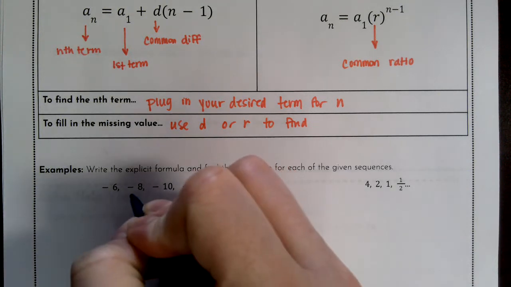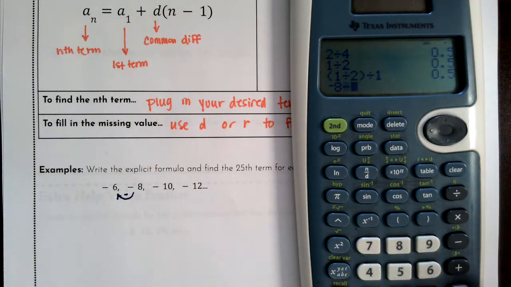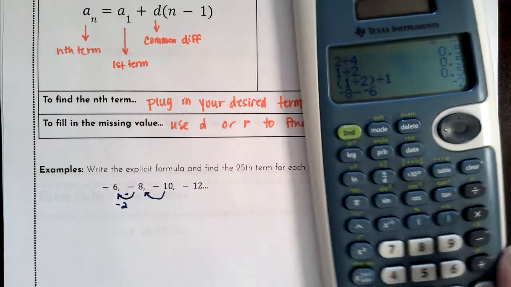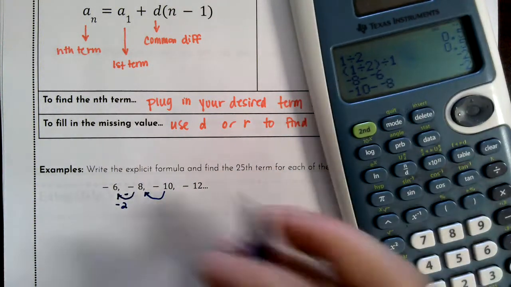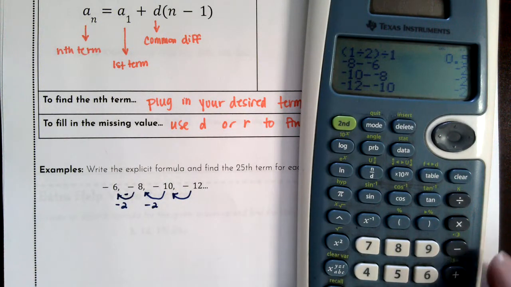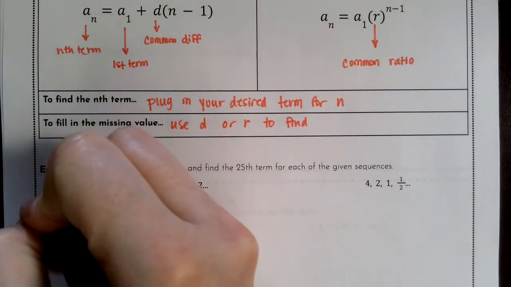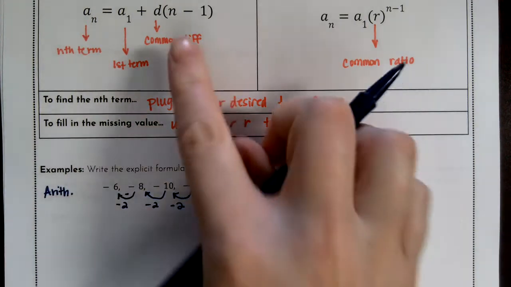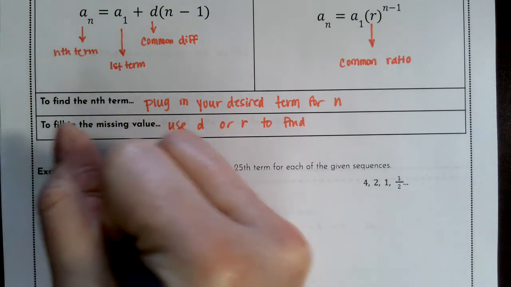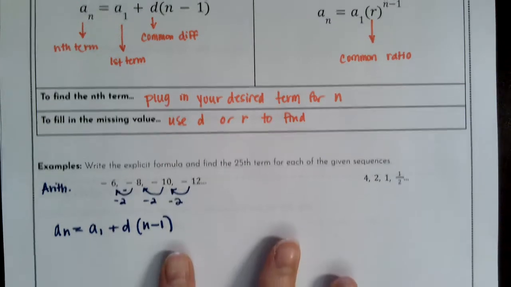I'm going to try it out by subtracting -8 minus -6 to get -2. -10 minus -8 to get -2. And -12 minus -10 to get -2. Because I was subtracting, this is arithmetic. And that means we're going to use this formula. I'm just going to write that down for now. And now I'm going to plug in the things that I know.